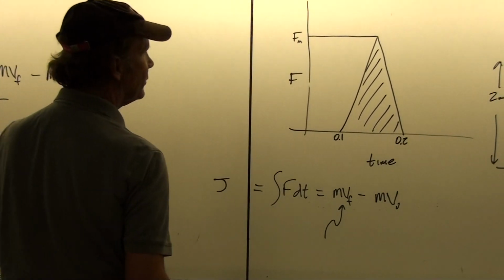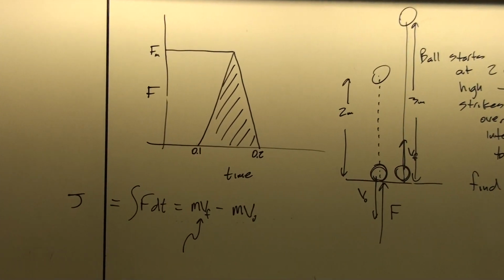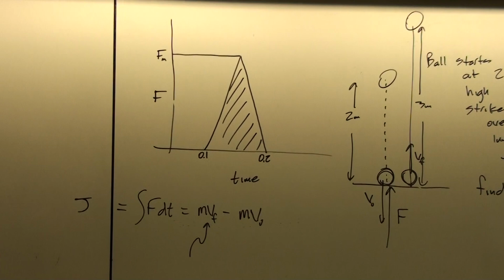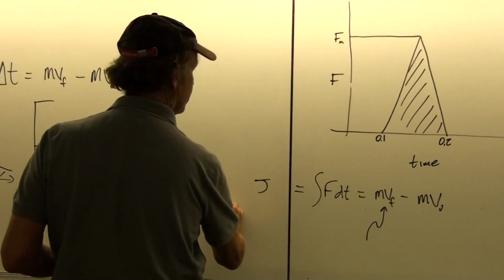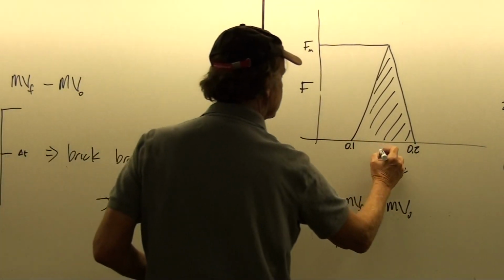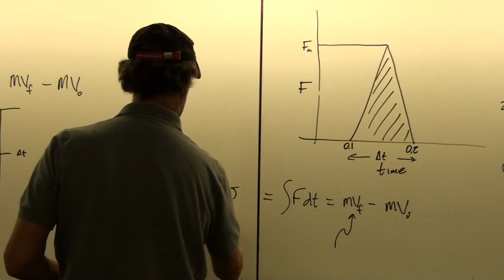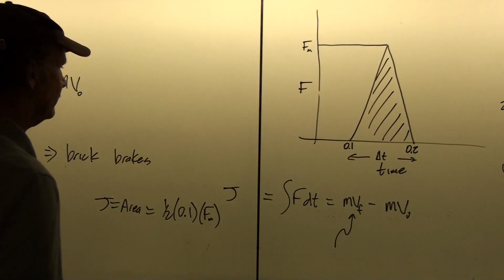So this is an example of where it's easier for us to work in terms of the area under the curve rather than actually performing the integral. This is going to be 1/2 times the base, so that's 0.1. So that's the delta t in this case, 0.1, times the height, which is F max. Okay, so that's our area under the curve.